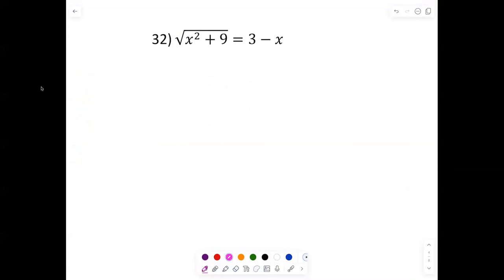Here we go. What do I need to do to both sides? All right, so everybody's got to pay attention now. I'm going to square both sides. So the square and the square root cancel out, correct? So this becomes x squared plus 9 equals. Now I have to do 3 minus x squared. Well, I want you to write it down as 3 minus x times 3 minus x. That's how I want you to write it. You have to square it.